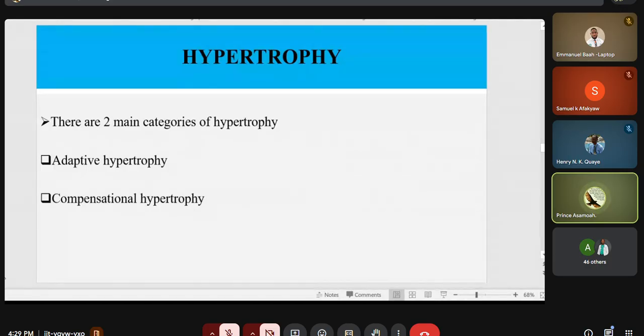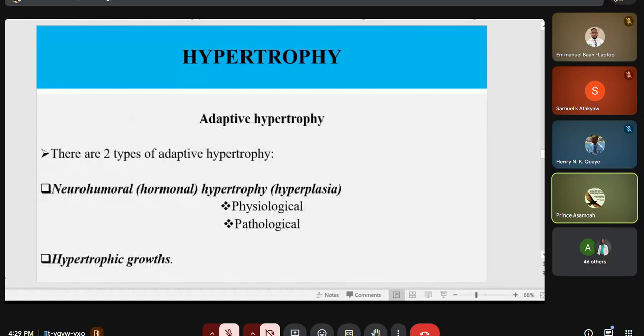There are two main types of hypertrophy. Two main types. We have adaptive hypertrophy and compensational hypertrophy. Okay, let's look at adaptive. When it comes to adaptive hypertrophy, we have neurohumoral hypertrophy, and then we have hypertrophic growth. Okay, should I confuse you more?